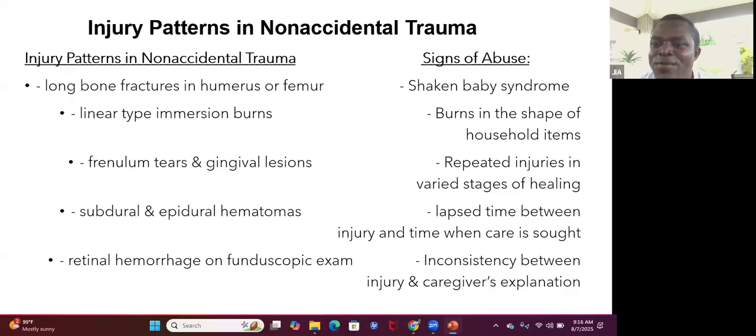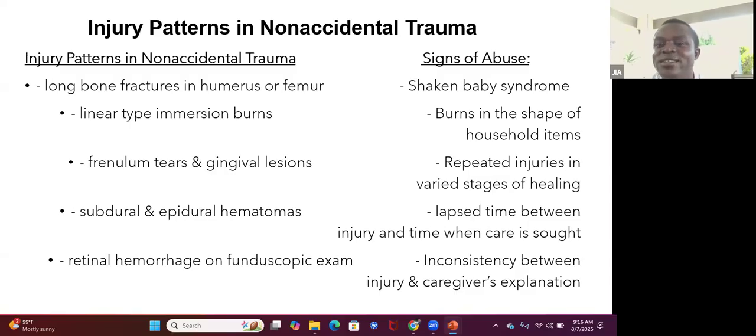Burns in the shape of household items. So when a caregiver brings the ward to the hospital, and you find out that there is a kind of burn that has the shape of, let's say, a spoon or an iron, you can definitely suspect a sign of abuse.